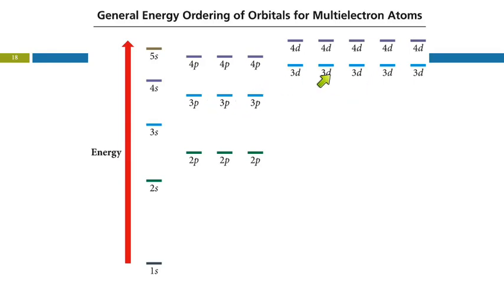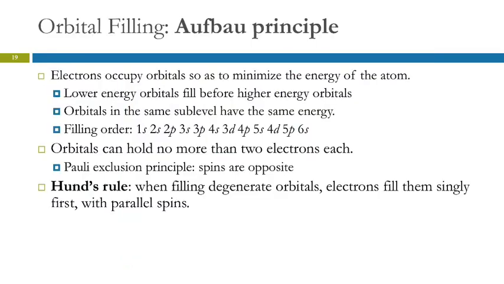And here's 3d, but things have gotten really messy up here, and 4s is actually lower in energy than 3d. And then there's 4p and 5s and 4d, and it becomes a big mess. I'll show you how you can figure it out, though. I have to talk about a couple more concepts. The Aufbau principle.